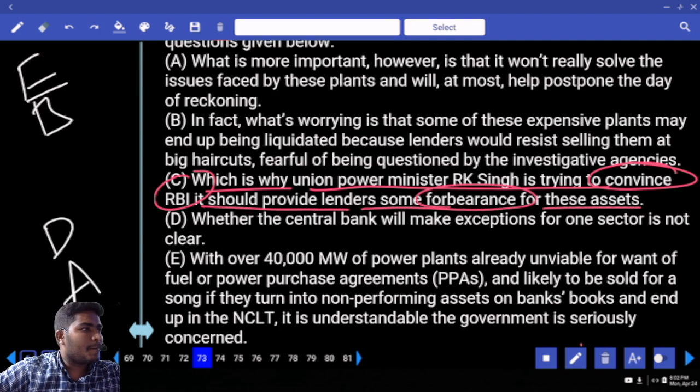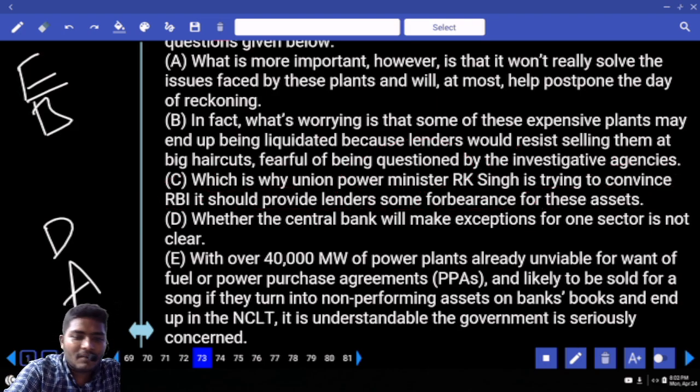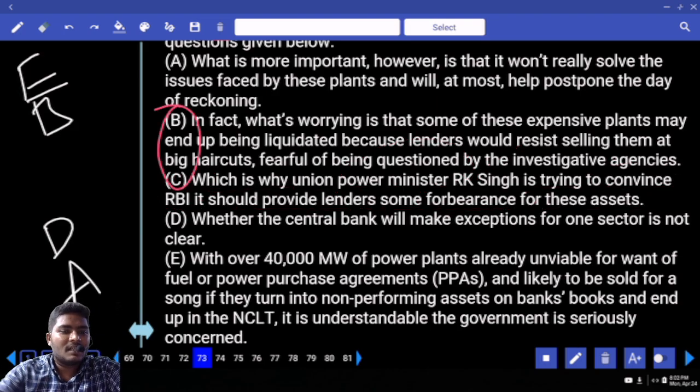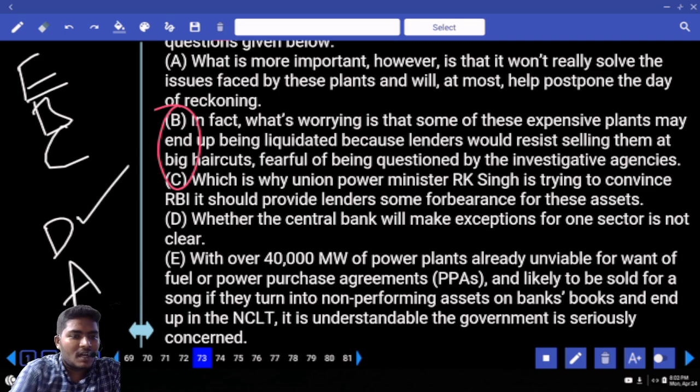Now this fellow has come and said, hey RBI, please do one favor for me, at least provide some forbearance for the lenders. What does forbearance mean? You should change some rule. You should not immediately go after these people if at all they purchase it. This is the point. Now what is the pair we need to make here? B with C. Now after C, what do we already have? D pair is already there. E is a starter. Let us check with CD.